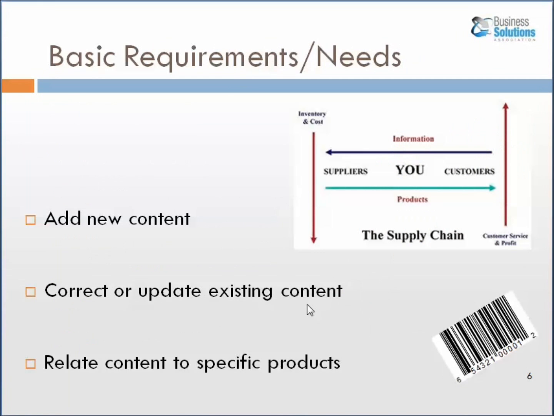Basically, we want to enable our trading partners to use new content or update existing content. Since it is important to have the specific information correctly linked to the specific product, we will tag content data with the EAN UPC number, the product name, and the manufacturer's SKU.